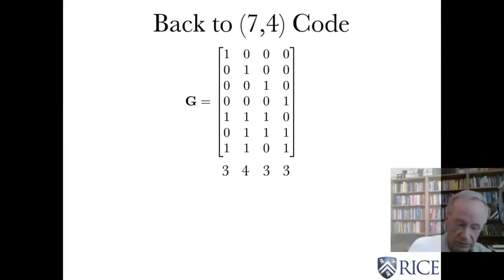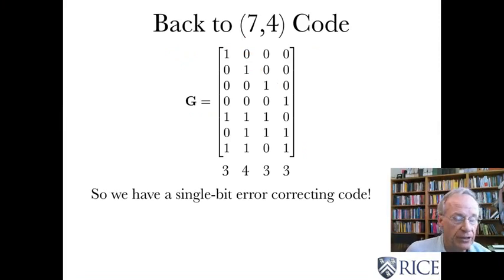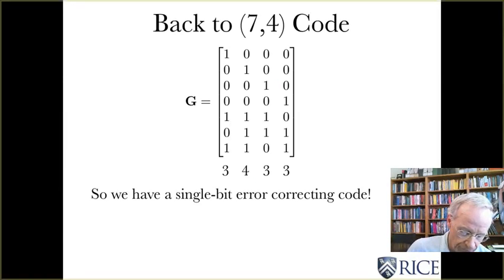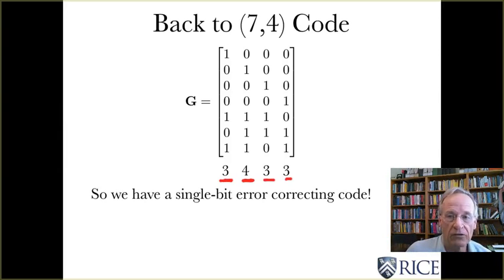So this is a single bit error correcting code. And that's because all the code words have at least 3 ones. The fact that one of them has 4 really doesn't help. It's the minimum of all these distances that matters for being able to have a single bit error correcting code.